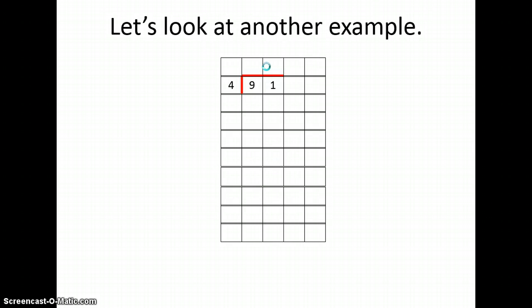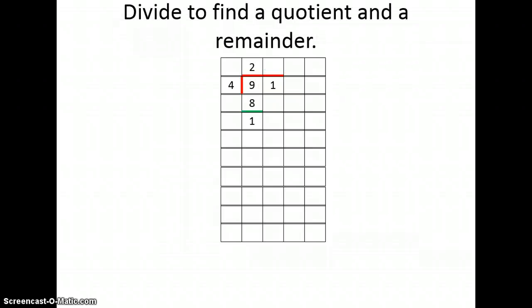So what if I wanted to do 91 divided by 4? Well, as I always divide, I would say, well, how many times does 4 go into 9? The answer is 2. 2 times 4 is 8, and 9 minus 8 is 1. Now I have to keep going, so I'm going to bring down that 1 and ask myself, how many times does 4 go into 11? The answer is 2 again. So then 2 times 4 is 8, and 11 minus 8 is 3. Okay, so now I have a remainder.